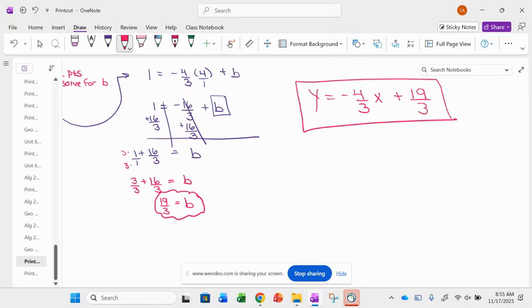There will be a whole section like this on your test where I'm giving you different information and I'm asking you to write the equation of the line.